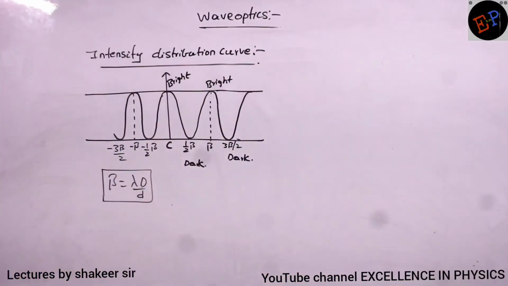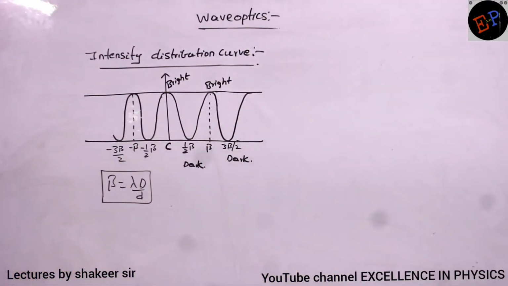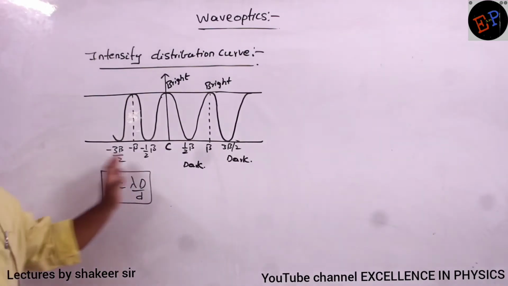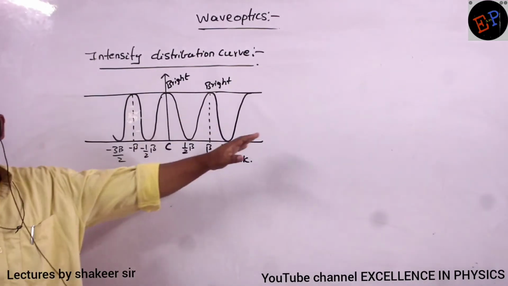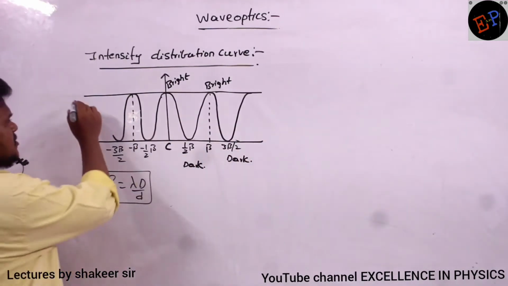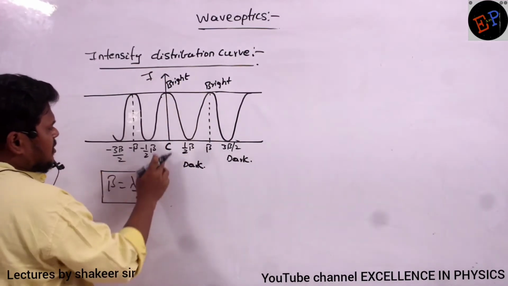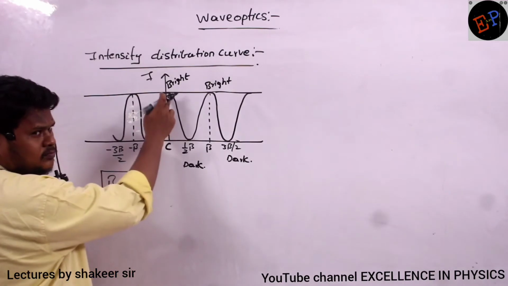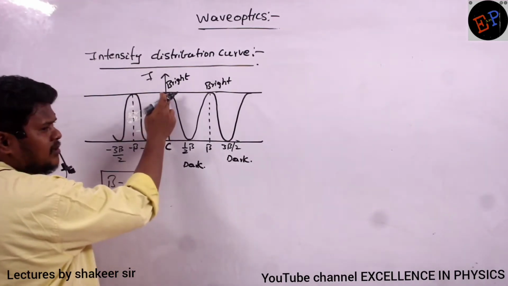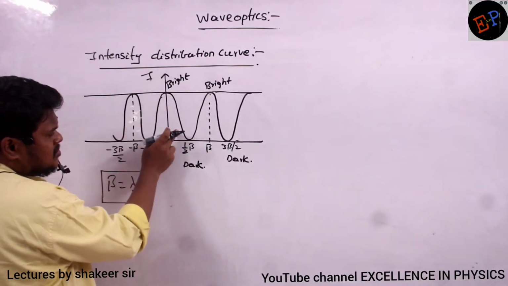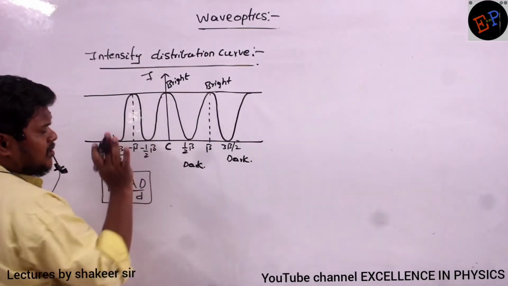See, this is the intensity distribution curve. At what positions you will get bright bands, and at what positions you will get dark bands, we have already studied. I have drawn that in the form of a diagram. So this is the intensity graph, and this is the maximum intensity. At the center of the screen what will you get? A bright band. Now that brightness decreases, and at the center of the dark band it is completely dark.